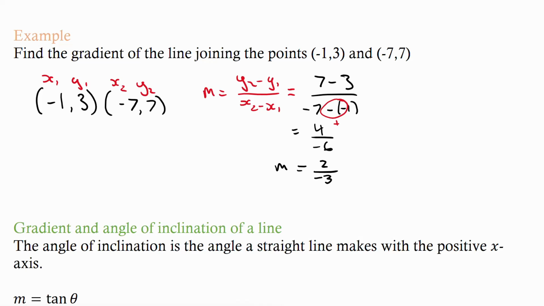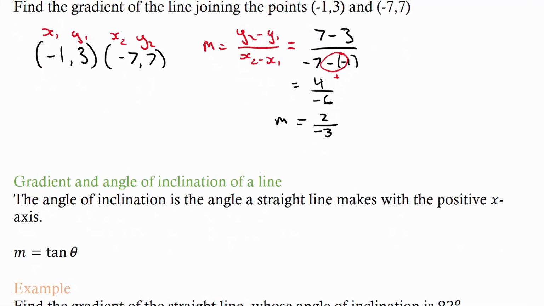Okay? Now, because it's negative, we know it's actually going down. If your gradient is negative, it's going down. If it's positive, it's going up.